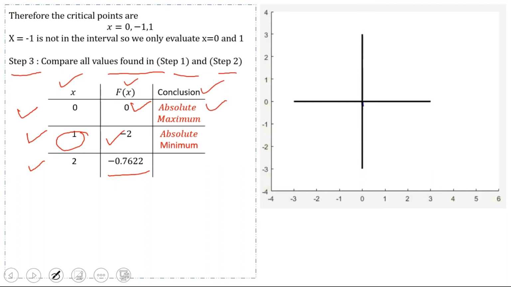which means that this is the greatest value of the function in the given interval, and at x is equal to 1 the value of the function is minus 2, and this is the smallest value in the given interval. So this is our absolute minimum.